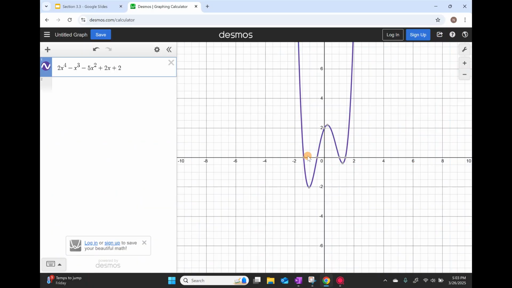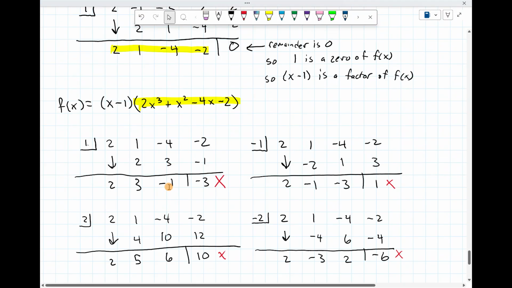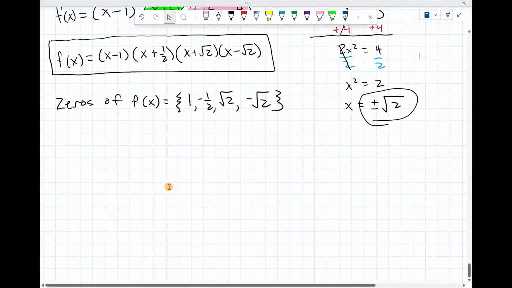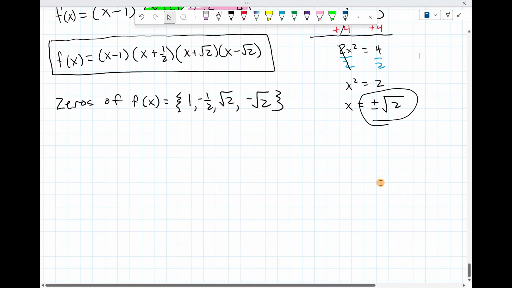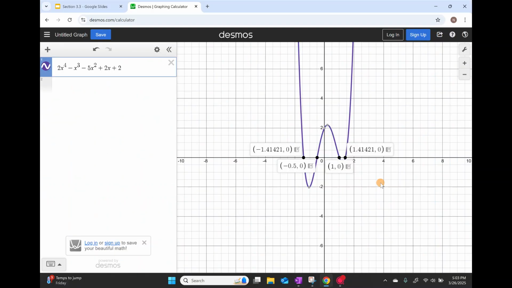All right, let's look at our zeros. So that's the negative square root of 2. If you put square root of 2 in your calculator, you'll get negative 1.41421. Here we get negative 1/2. Perfect. Here we get 1, and here we get positive square root of 2. So we know that we did this correctly.